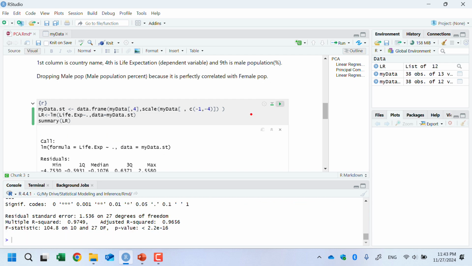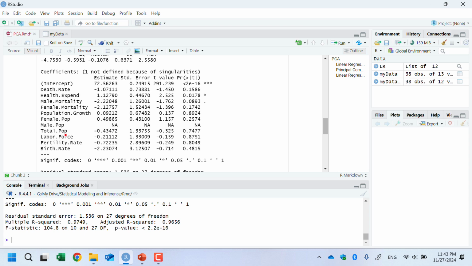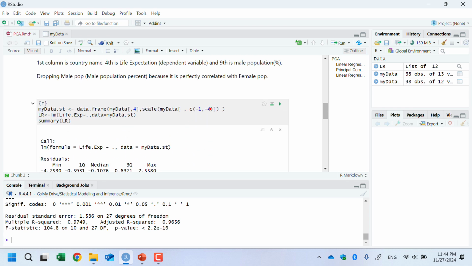If you run the regression, what you can see is this one here. Male population is not available, not available. Why is the male population not available? Because that is the perfect linear combination of the female population. So that's why I'm going to take it out.